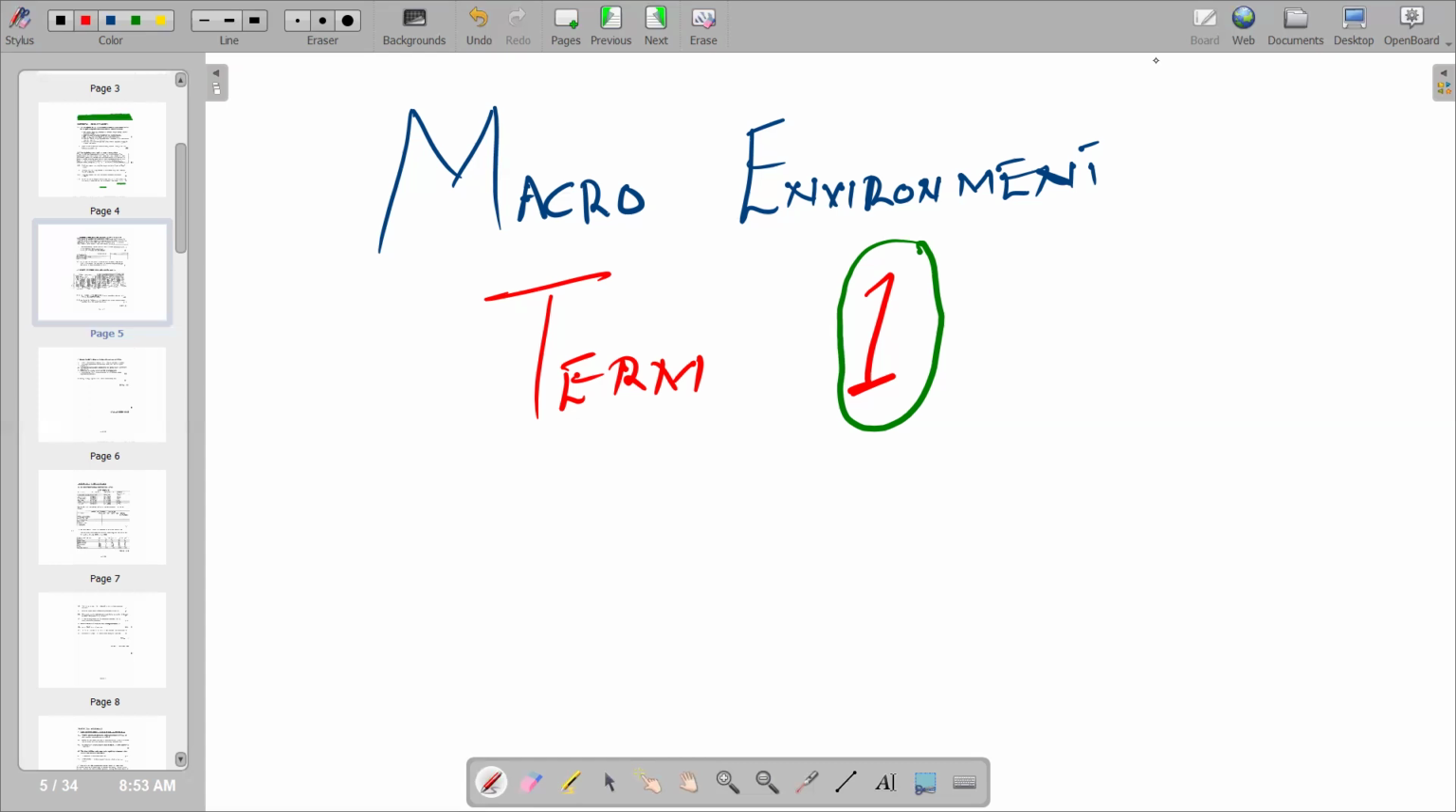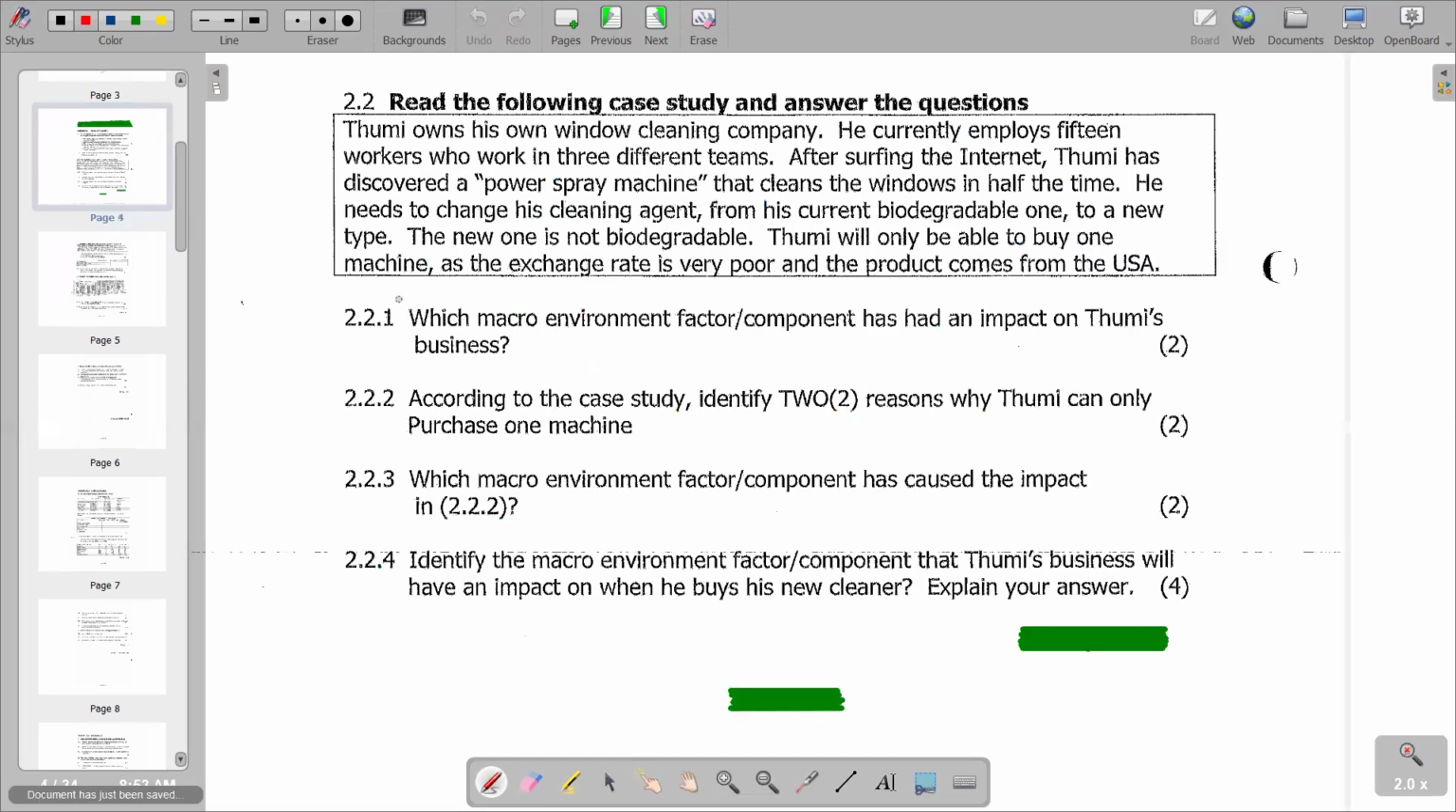So having that, we can now refer to a question that we have in particular for this video concerning the macro environment. We are given 2.2, which reads: read the following case study and answer the questions. The case study reads that Tumi owns his own window cleaning company. He currently employs 15 workers who work in 3 different teams. After surfing the internet, Tumi has discovered a power spray machine that cleans the windows in half the time. He needs to change his cleaning agent from his current one, which is not biodegradable. Tumi will only be able to buy one machine as the exchange rate is very poor, and the product comes from the USA. So this is the case that we're given.